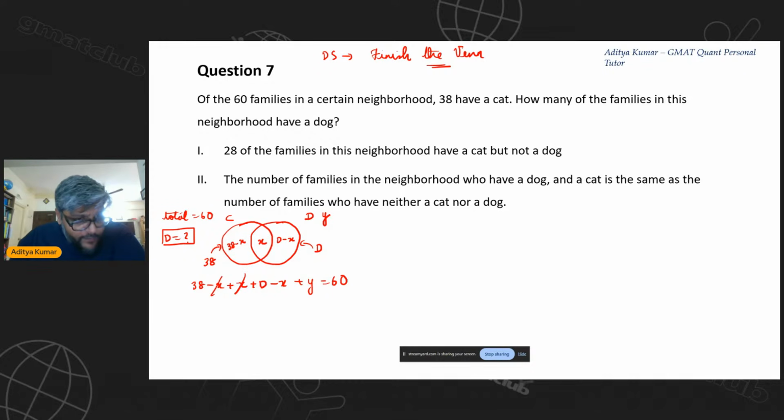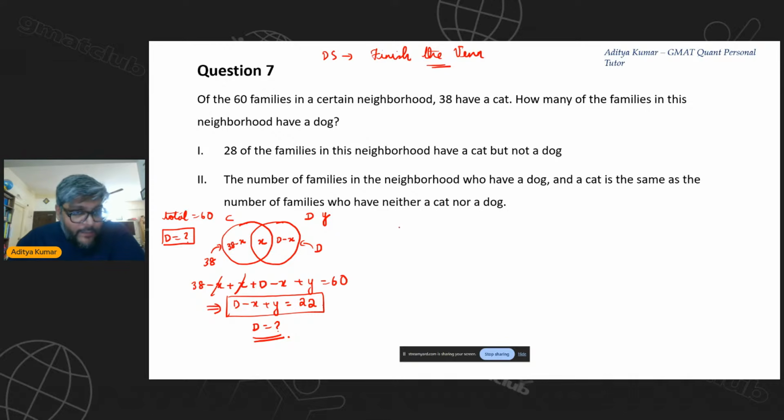So X cancels. And I have D minus X plus Y is equal to 60 minus 38, which is going to be 22. This is the information I have. And from this information, I need to be able to solve for D. That's my entire end goal. I've set everything up. I have all my regions represented by some algebraic representation. I have an entire equation that I can use for my total. I know exactly what I'm looking for.